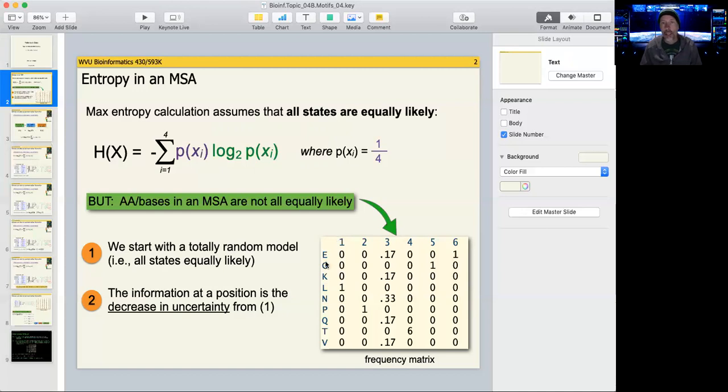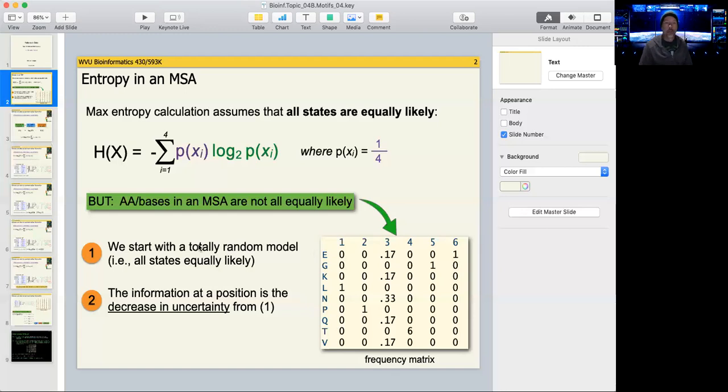Any residues that don't appear in our multiple sequence alignment at all, in any of the positions, we assume that their frequencies are 0. So we don't have all 20 amino acids in our matrix. We can reduce that matrix to just the residues that are included in our alignment. And that's why you only see a handful of states here.